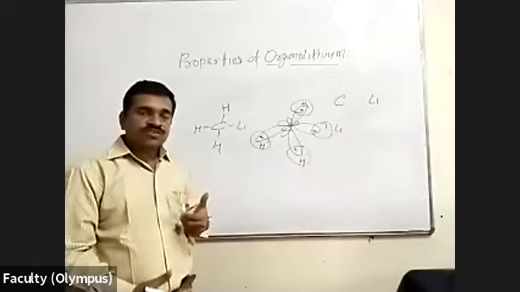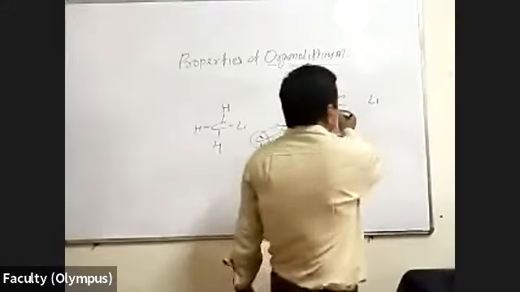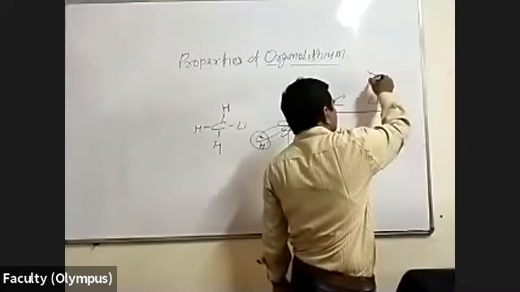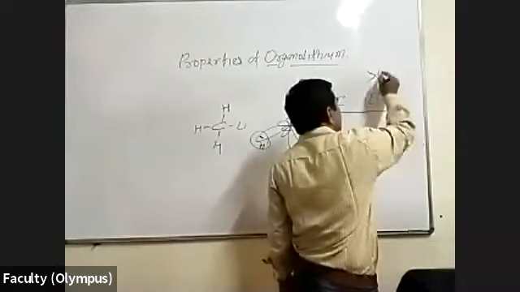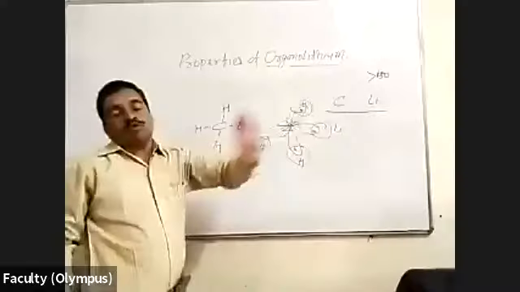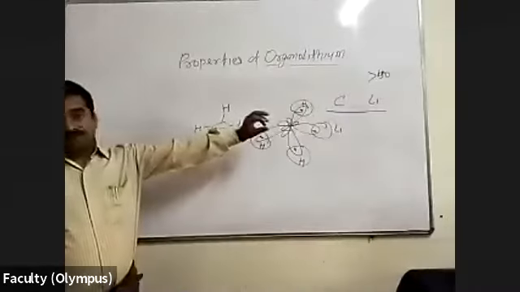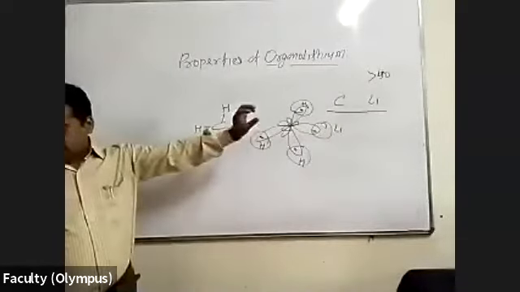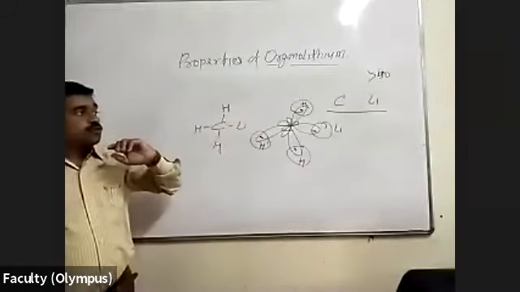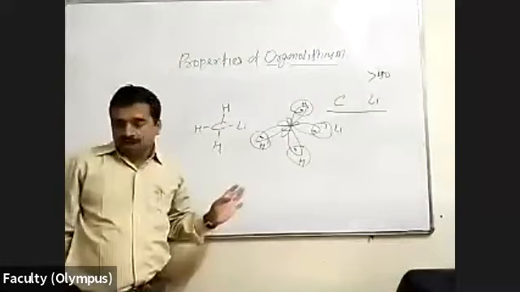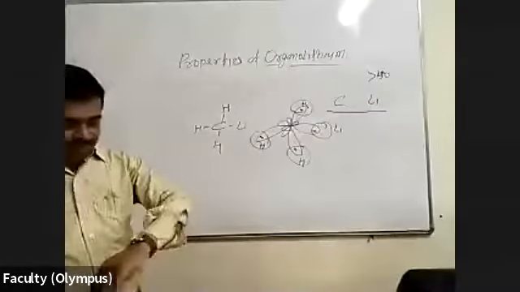So because of this, the bond is more than 50% ionic. So we call it an ionic bond. This bond is much polar, that is why we call it an ionic bond. Such type of bonding, such type of structure is there in organolithium compounds.